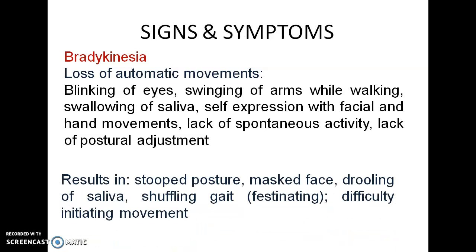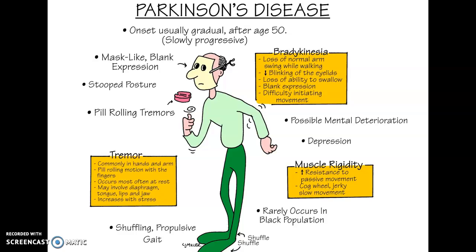It results in a stooped posture, masked face, drooling of saliva, shuffling gait, festinating, and difficulty initiating a movement. So it's an overall reduction in the movements of the body. So in Parkinson's disease, this is the summary of all the signs and symptoms.